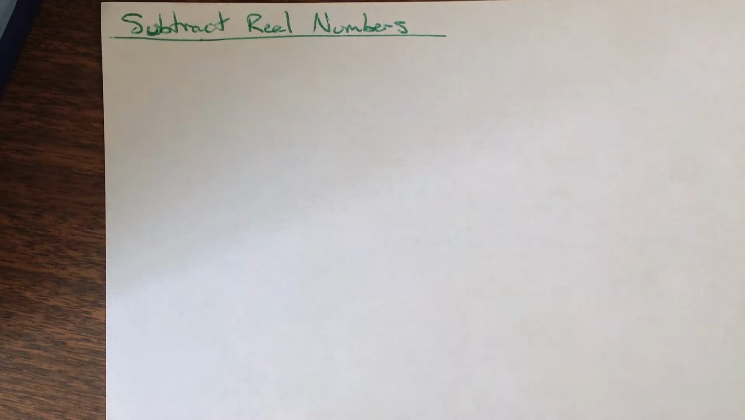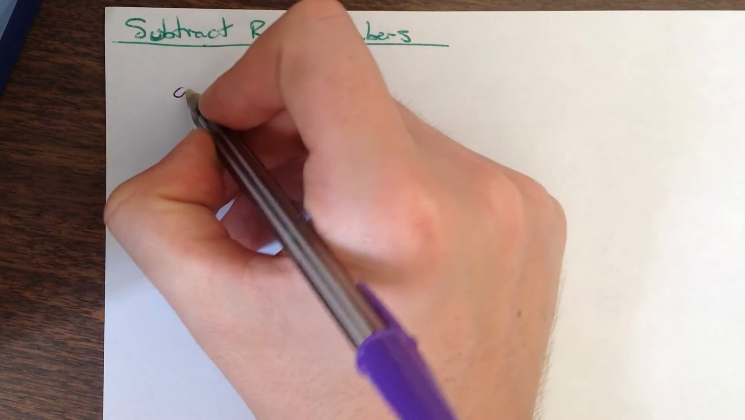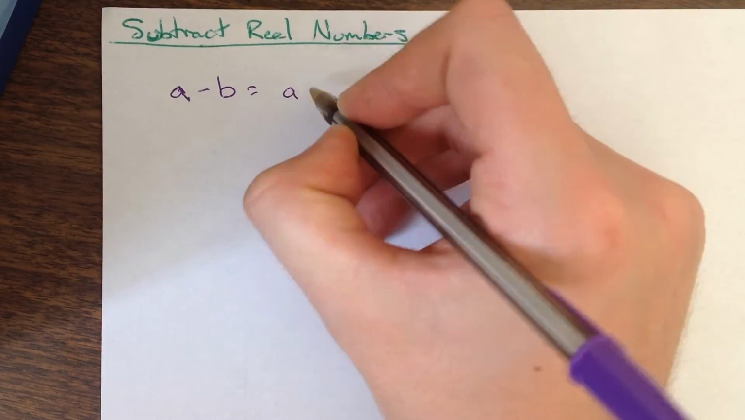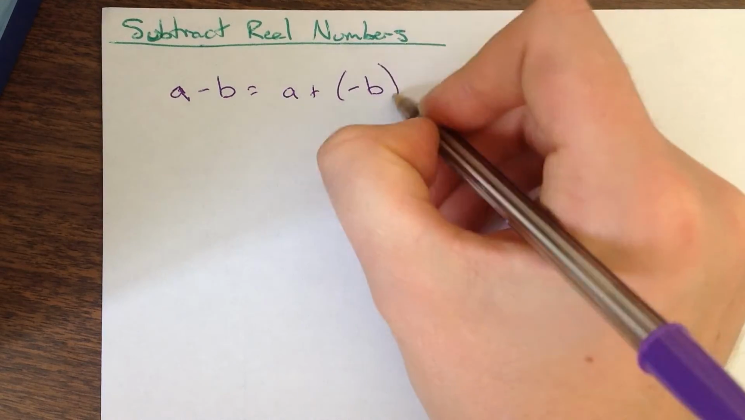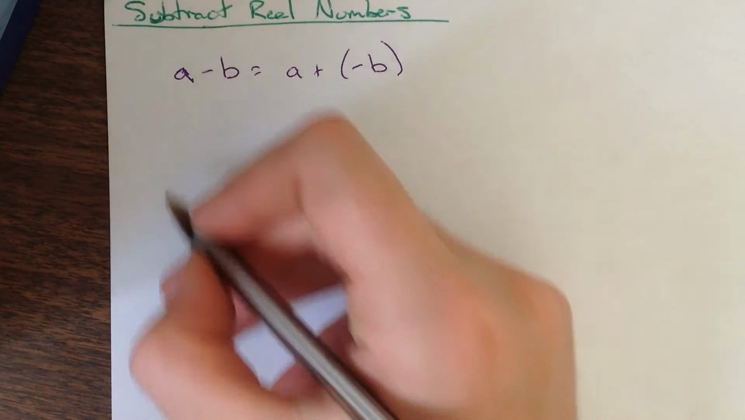The nice thing about subtracting real numbers is it actually ties really close to adding. You can think about subtracting as adding the what's called additive inverse, or opposite. So for example, A minus B can be thought of as A plus a negative B.